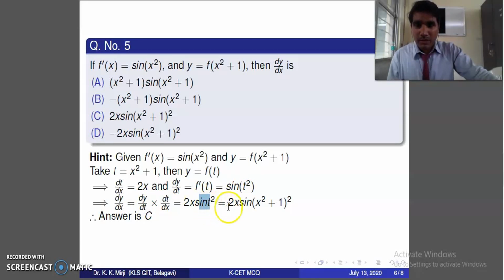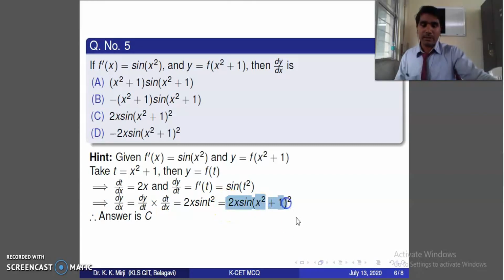So now it becomes 2x, keep as it is, sine of t where t value is x square plus 1. So therefore here you will get sine of x square plus 1 whole square. So the answer is 2x into sine of x square plus 1 whole square. Therefore C is the answer for this question number 5.